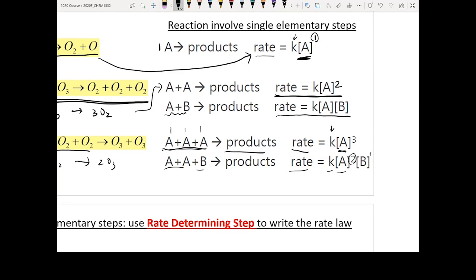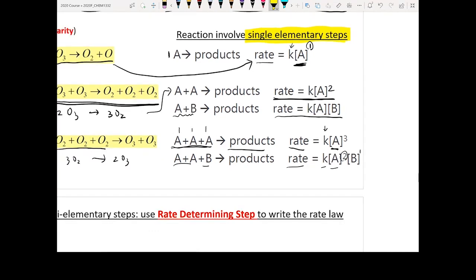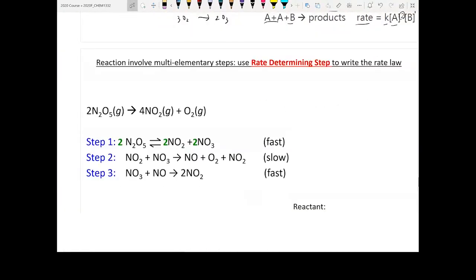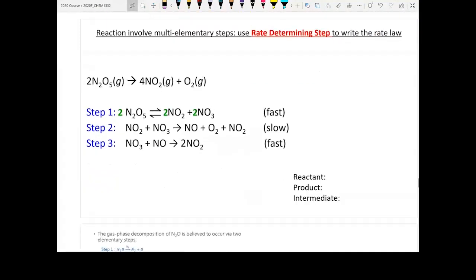This is only true when you have an elementary step. It is not true for your final equation. It's only true for your elementary step. You can only do this when the question says these are the elementary steps. This is very important because many students mix up the concept of the elementary step and the overall reaction equation. So let me give you one example so that you will see how this works. Here you can see this is the overall balanced equation.